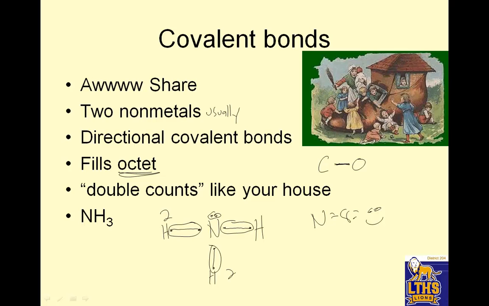Hydrogen has 2. Now you'd think, but doesn't hydrogen want 8? No, no, no. Remember, hydrogen's way up here on the top of the row with helium? It only needs 2, so it's full too. So if you asked hydrogen how many electrons it has, it would say 2. If you asked nitrogen how many electrons it has, it would say 8.